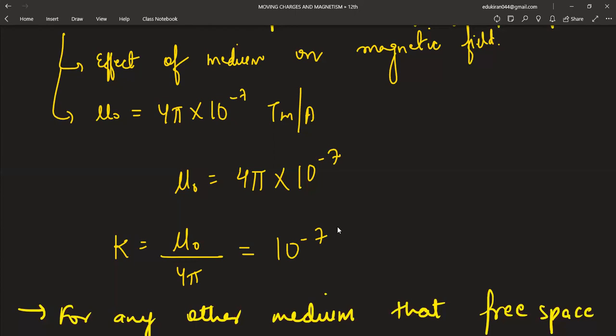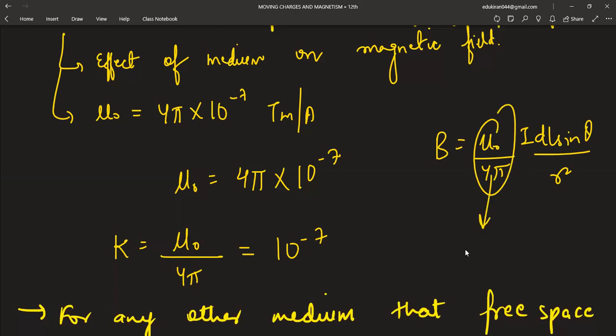The unit is the same, Tesla meter per ampere, but the value will be different. So in the same formula, B is equal to mu naught by 4 pi, I dA sine theta by r square, instead of this constant you are going to use 10 to the power minus 7, the way you have been using 9 into 10 to the power 9 for the dielectric constant in electrostatics.